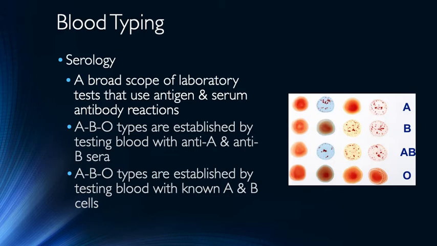So again, if somebody is B, then the B clumps and not the A. I totally said that backwards. I apologize. The blues are the A's, the yellows are the B's, and the whites are the RH. So again, if it is A, then it clumps with A. If the person's B, then it clumps with B. If it's AB, it clumps with both. And if it's O, it clumps with neither.